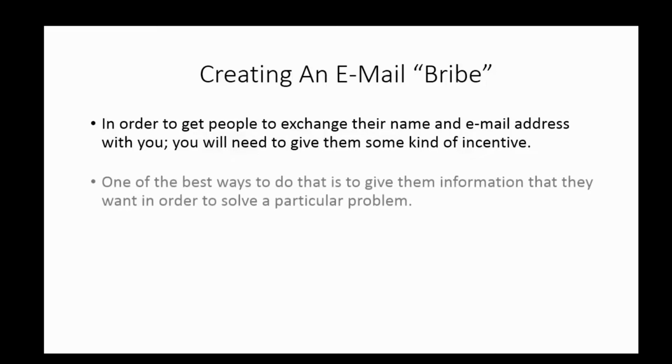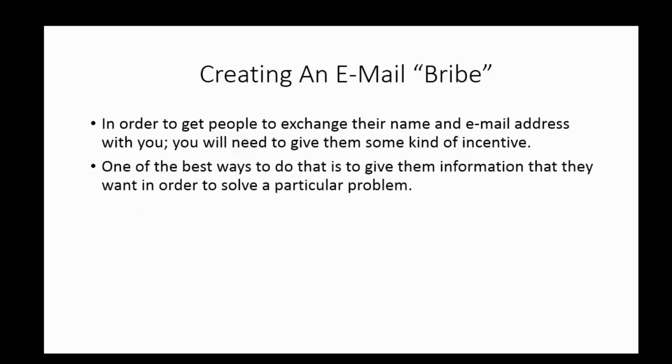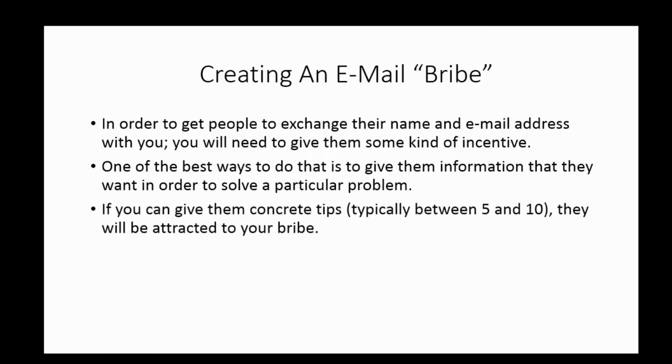Typically, what you're trying to do is to give them some kind of information that they want in order to solve a particular problem or in order to accomplish a particular goal. Typically, if you do this and you make it so that your bribe is irresistible, they will not even think about giving you their email address. So how do you create a bribe that is irresistible?